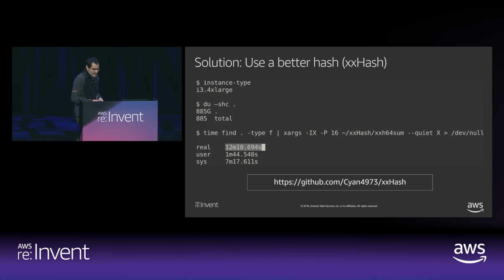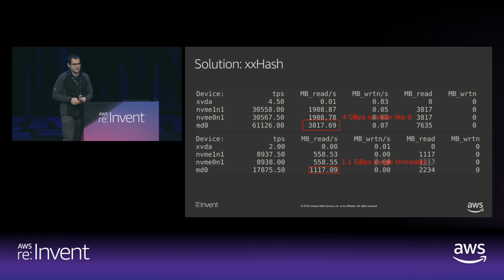So the solution might seem pretty straightforward: use a better hashing function. There's a great hash called XXHash, written by Yann Collet, who's also the author of the LZ4 compression algorithm. With XXHash, using the same naive parallelization, instead of an hour and 20 minutes, hashing all that data takes 12 minutes. The reason it's so much faster is that XXHash can push an EC2 instance to its disk throughput limit. Instead of being limited by CPU, now we're limited by the NVMe drives, which amazingly on an i3.4xlarge is pushing 4 gigabytes per second.